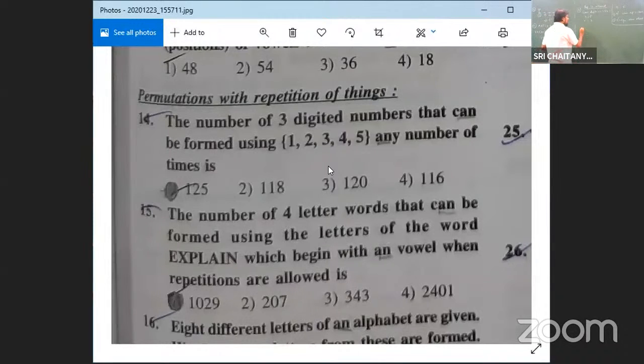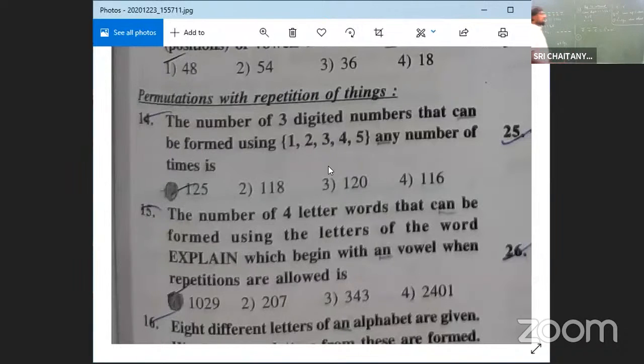Right? So observe 1, 2, 3. It is a 3-digit number. Repetition is allowed, so you can fill up this place in 5 ways: 1, 2, 3, 4, 5. Suppose if I fill this with 3, you can also fill this with 3. Why? Because repetition is allowed. So it is 5 times, 5 times, so 5 into 5 into 5 is equal to 5 cube. It is 125. Right?